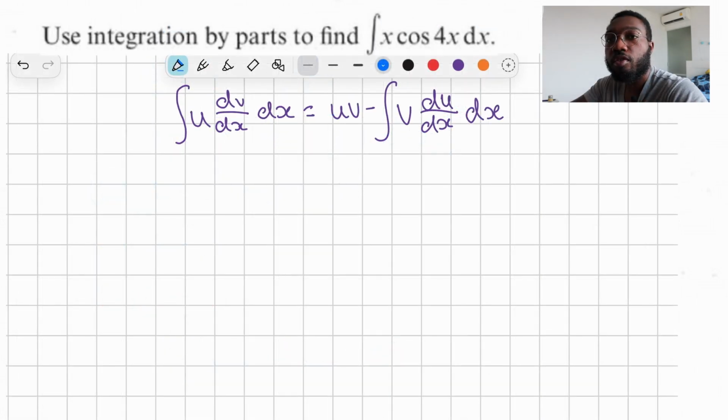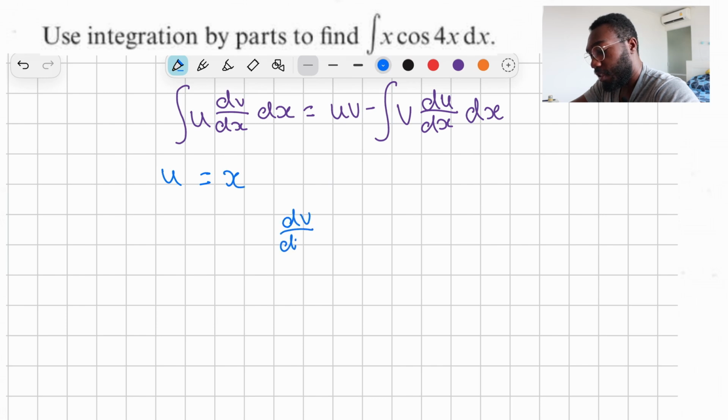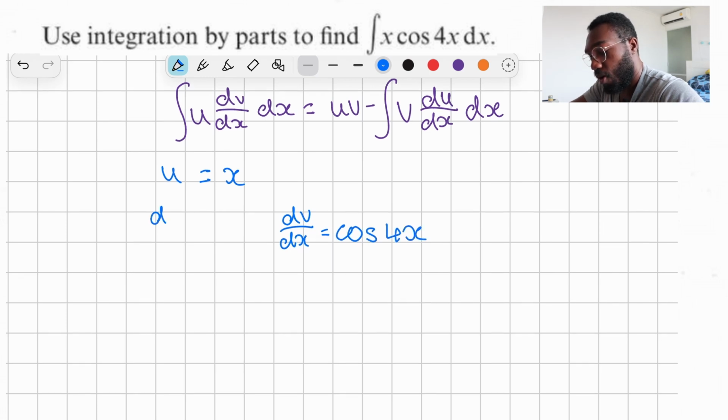So for this question, we need to use integration by parts to integrate x cosine 4x dx. So for this one, I will make u equal to x, and I will make dv over dx equal to cos 4x. So if we differentiate this, we get du over dx equal to 1. And for v, we need to integrate cosine 4x, which would be 1 over 4 sine 4x.